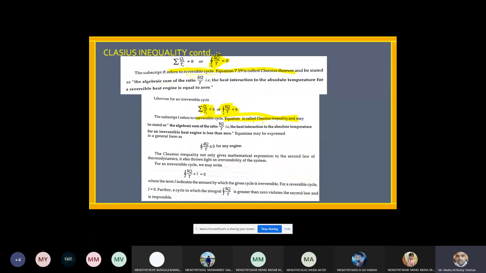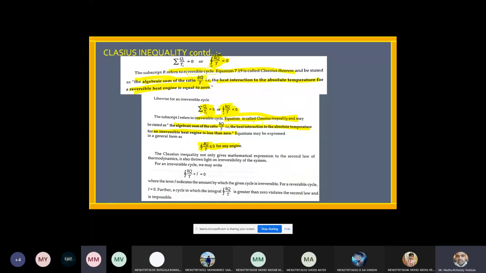How to define this one: the algebraic sum of dou Q by T, that is the heat interaction to the absolute temperature, for any reversible heat engine is always equal to 0. This is the Clausius theorem, and this can also be restated as the algebraic sum of dou Q by T, the heat interaction to the absolute temperature, for an irreversible process is less than 0, right? So these two in a generalized way, as I told, cyclic integral dou Q by T less than or equal to 0 for any engine, right? So for irreversible engine it is less than 0.